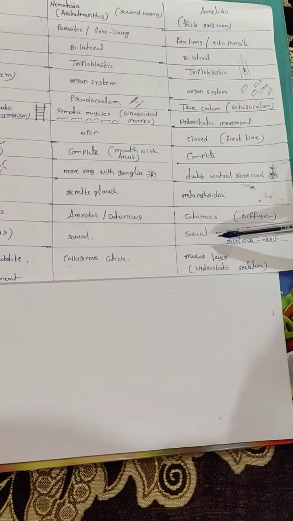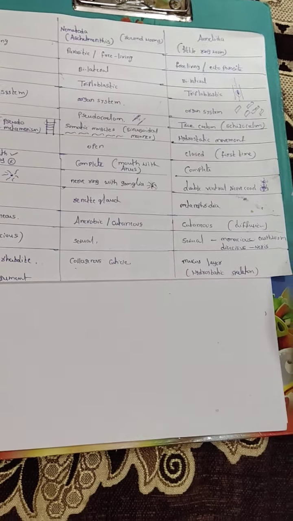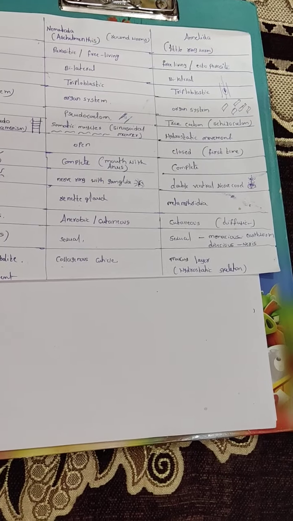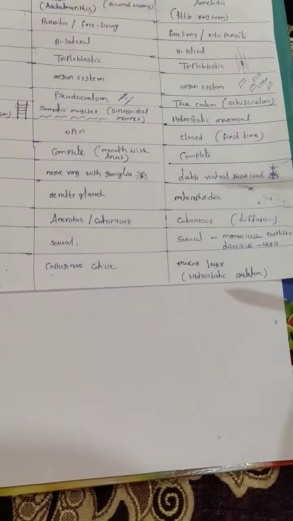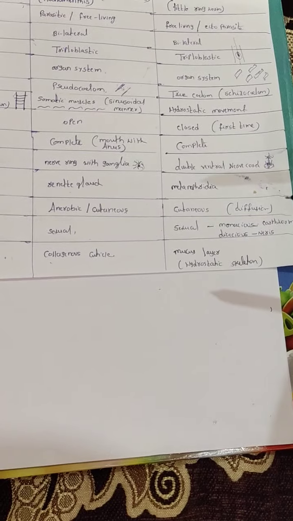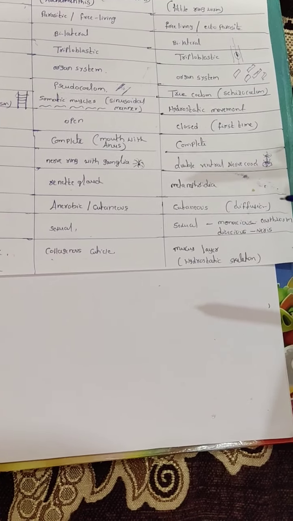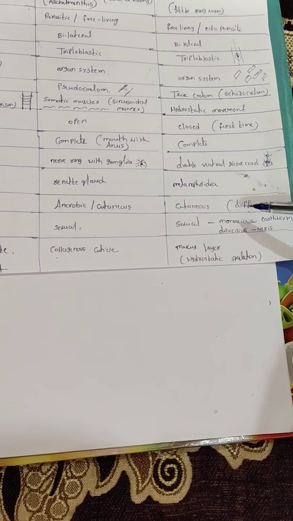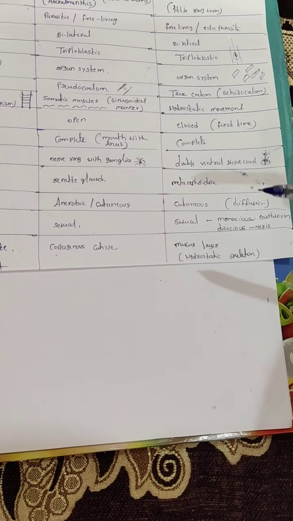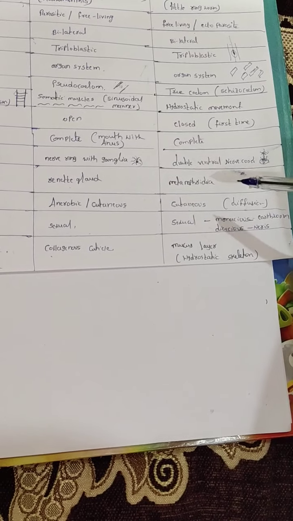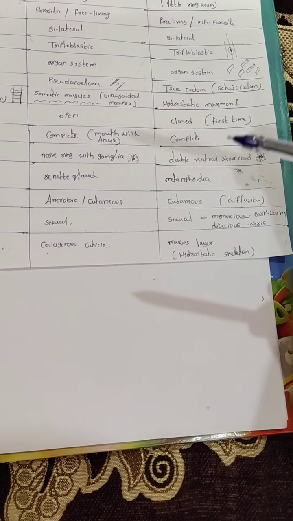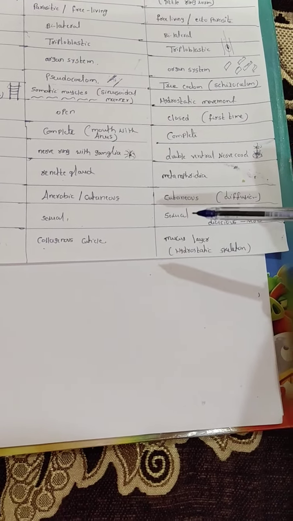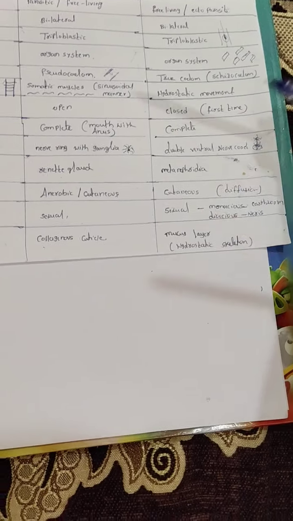And then respiration. What type of respiration? Cutaneous respiration. What is meant by cutaneous respiration? The respiration takes place through the skin or the outer layer of the skin, by the process of diffusion. What is diffusion? If substances move from higher concentration to lower concentration, that process is called diffusion.